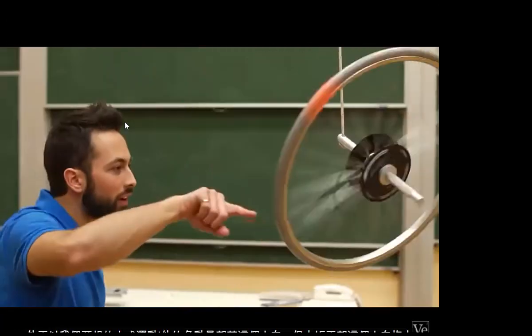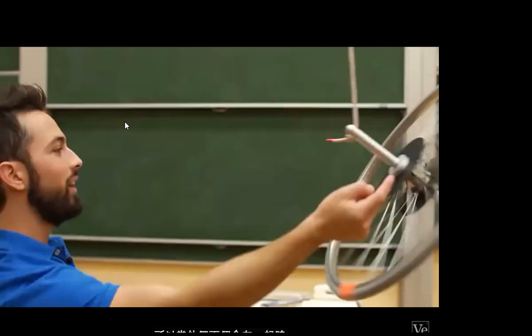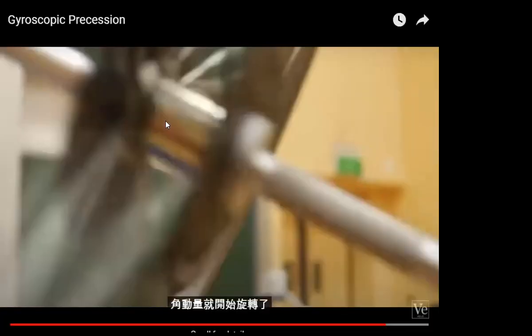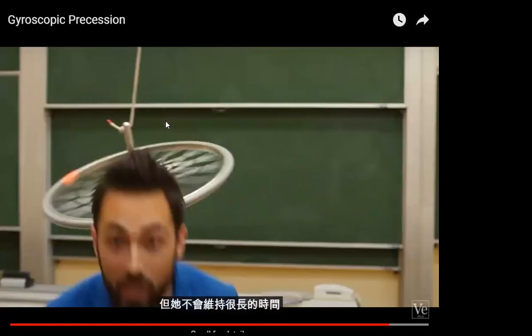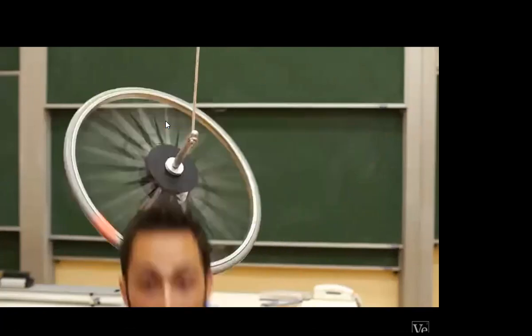See, the angular momentum vector is pointing out this way, but torque is pushing it this way. So angular momentum, torque, and torque is pushing that angular momentum vector around. Except not for long, because this appears to be a quite frictionful wheel.